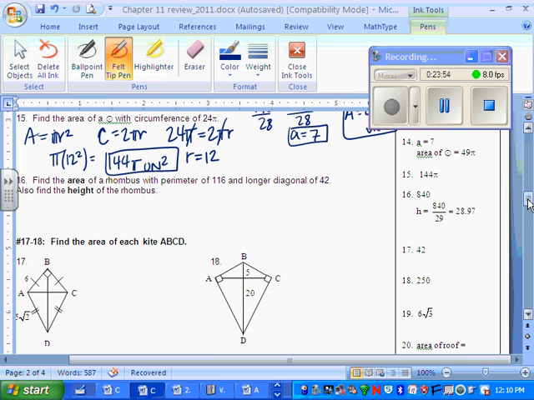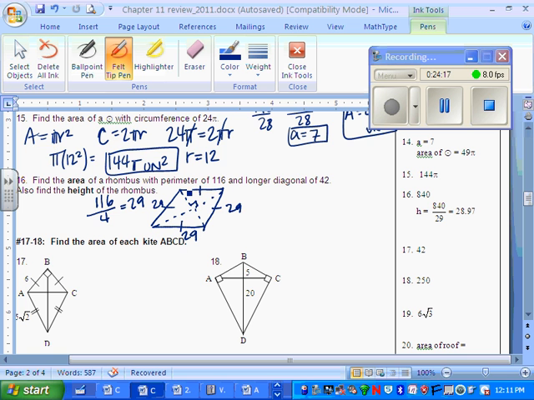Number 16. Find the area of a rhombus of perimeter 116 where the longer diagonal is 42. Find also the height of the rhombus. So if I have a rhombus, I know that in a rhombus all sides are congruent. So I take 116 divided by 4 and I get 29. 29 is each side.